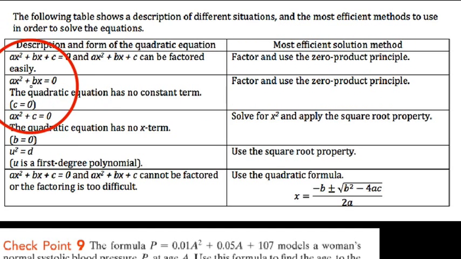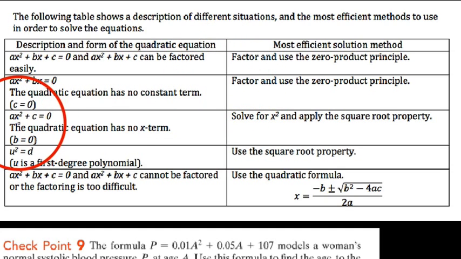Now, when you look at this form right underneath it, it says ax squared plus bx equals 0. You notice that the c term is lacking here. It has no constant term. But these terms both have an x in common, so this is really factorable as well. So whether your c term is 0 or not 0, the first thing you always look for is to factor it. That's why I've listed it twice, because it's the easiest way.